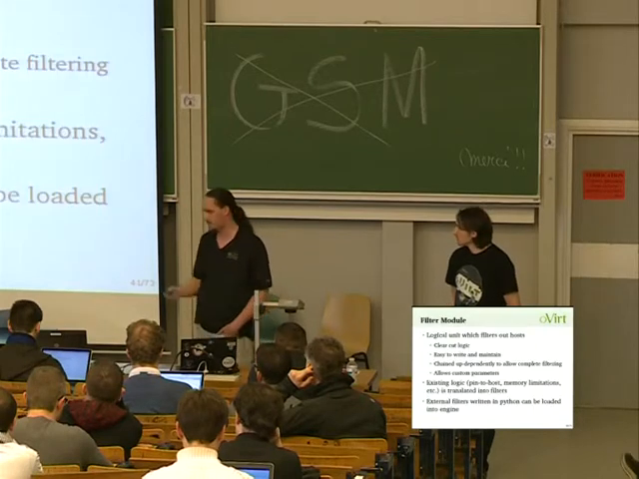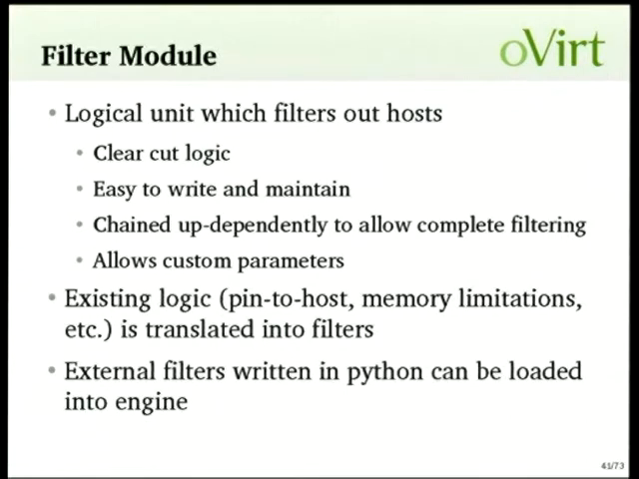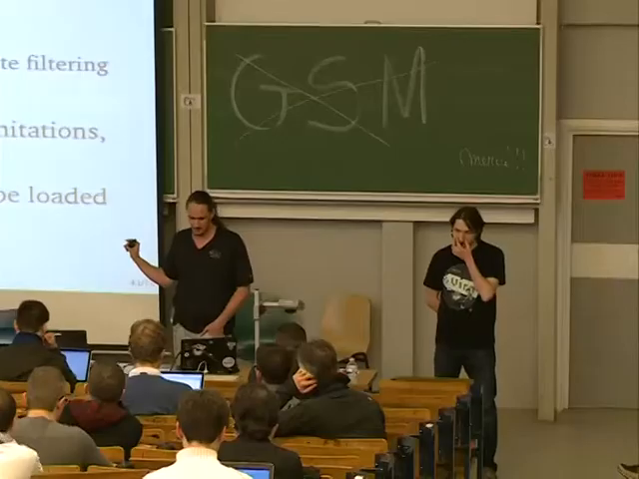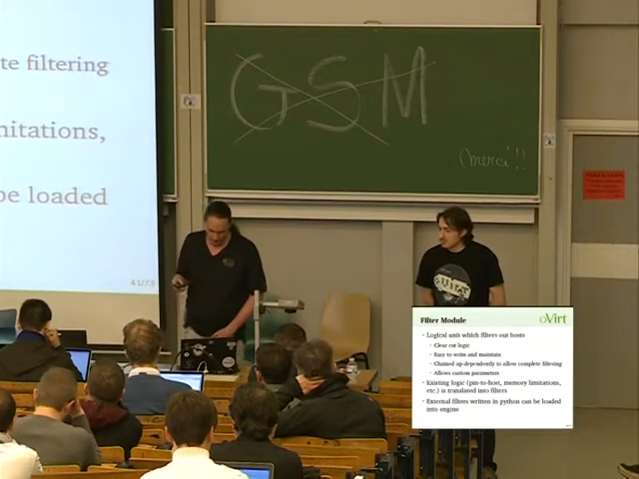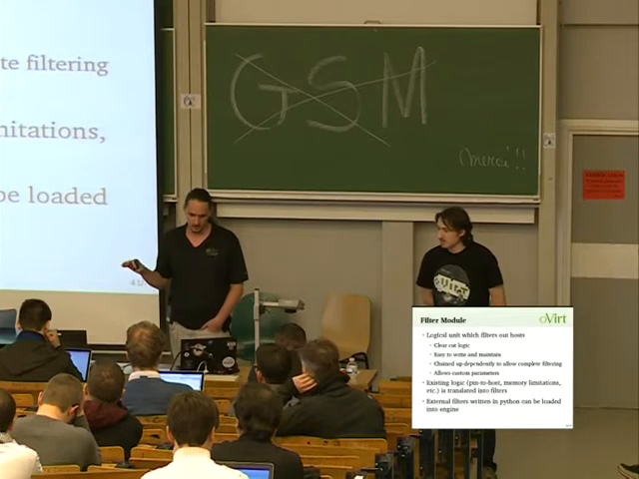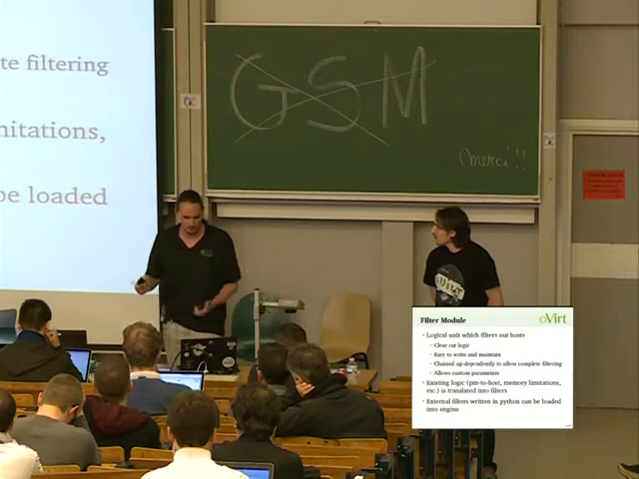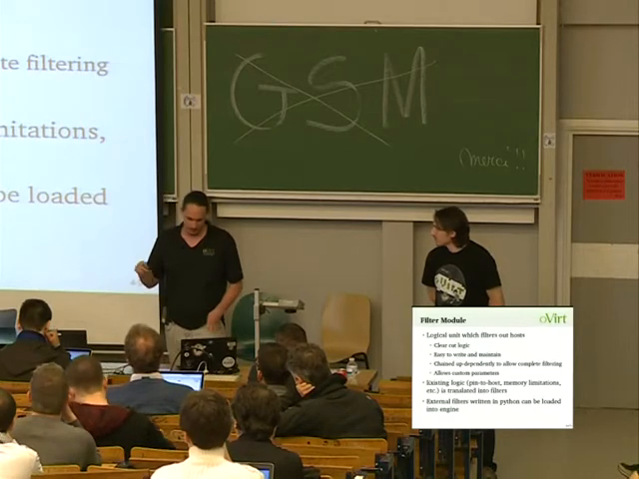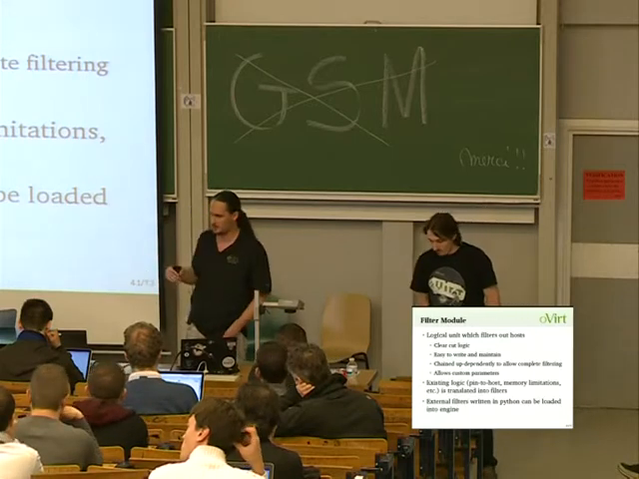Let's see how we can write a filter module. Basically, a filter module just filters out hosts. It's easy logic. It has a set API that we need to implement. And we don't know in which order they run. Each filter module is kind of atomic. It doesn't know what ran before it, and it doesn't know what runs after it. But we do chain them up. There is a set filtering chain.